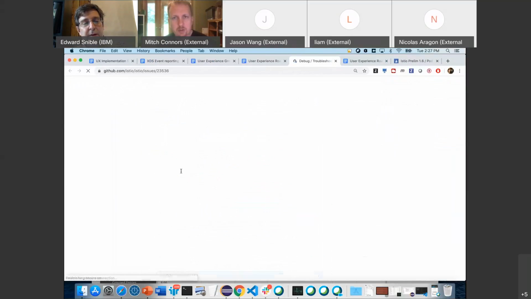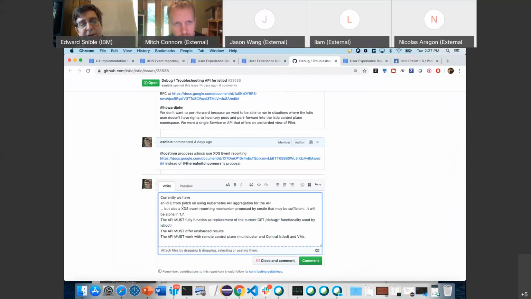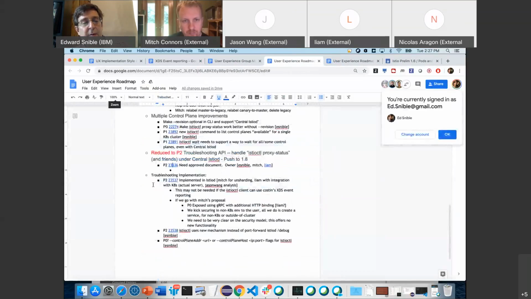So wait, are we pursuing this as a P2 in 1.7, or are we pursuing it in 1.8? Well, so P2 means just we don't have to do it. But I think what I propose is that for 1.7, we just think about the design and make a Go package to be ready for it.